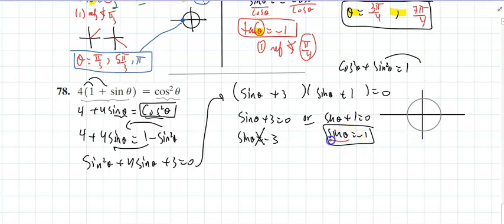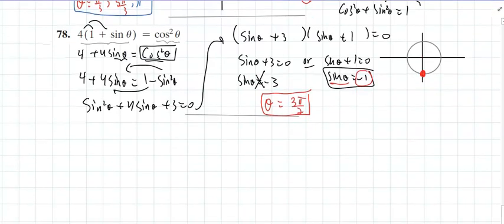And if I want to know where sine of theta equals negative 1, that happens only in one place. That's when theta equals 3 pi over 2. And since they're restricting the angle to be between 0 and 2 pi, this would be my only solution. It looks like I could fit maybe one more. I'm going to keep my fingers crossed and try. If not, I'll have to cut it at the end.